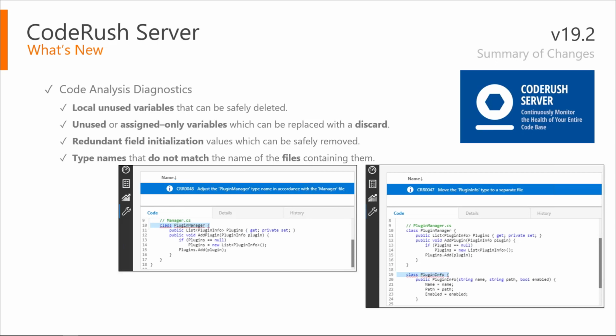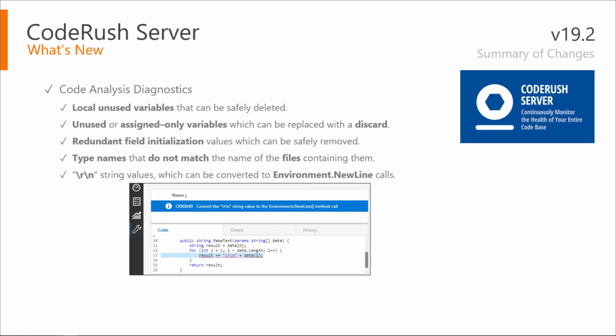Type names that don't match the names of the files containing them. I do this in TypeScript all the time because I'm writing code fast in TypeScript, and I'm often debugging while I'm running, and it's much harder to pull something out into its own separate file at that time for me. So I'll often have files with multiple classes in them, and this analysis can help me in that regard in terms of finding type names that don't match the names of the files that contain them.